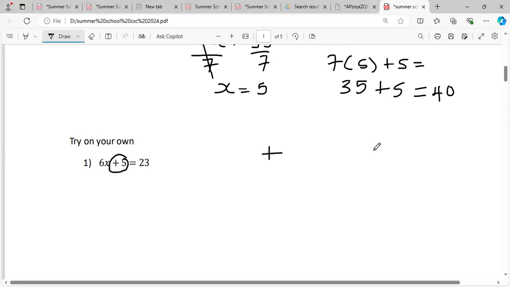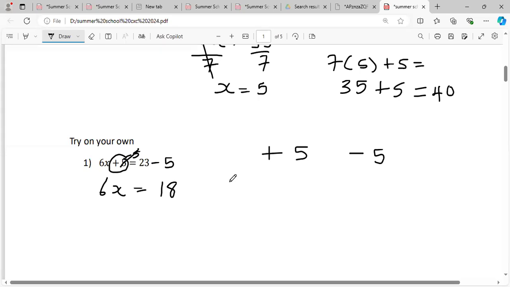We're just taking the inverse of whatever is happening. Because this is plus 5, we're going to minus 5. So this becomes 0 now. But with an equation, anything we do to one side, you have to do to the next side. So you're going to say 23 take away 5, that is 18. You have to look at the sign very carefully too.